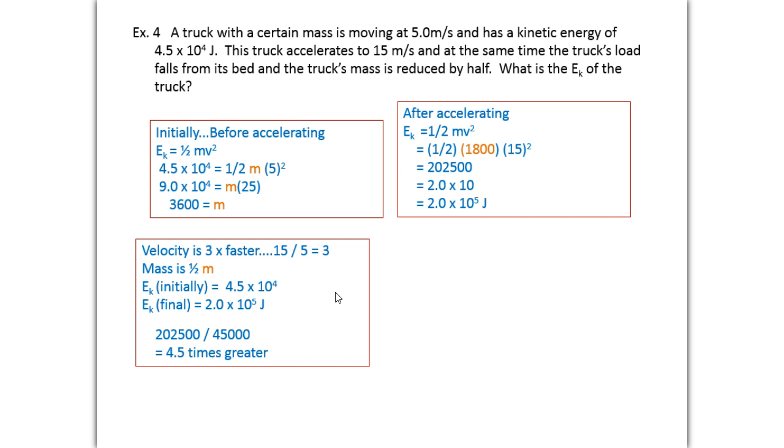So let me go back to that. The point of that question is that when you increase the velocity of an object, you do get more kinetic energy, even though the mass was reduced by half. It's just that the velocity is being squared, so that had a bigger effect on it.